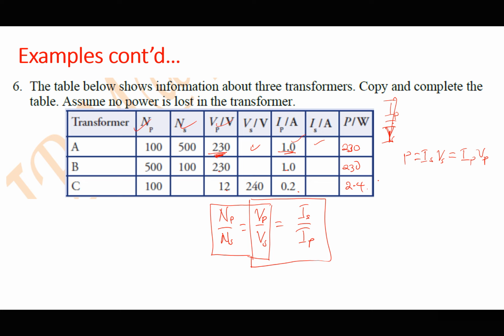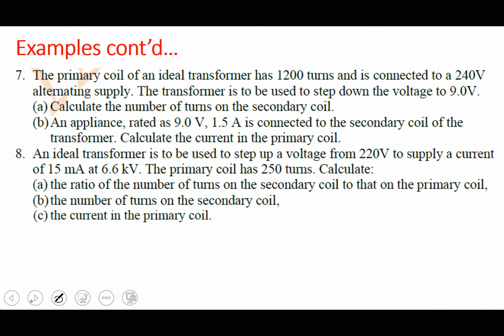So you can use the equation to find the number of turns, the missing currents, and complete that table. The primary coil of an ideal transformer has 1,200 turns and is connected to a 240 volts alternating supply. The transformer is to be used to step down the voltage to 9 volts. So this is voltage in the primary, this is voltage in the secondary, this is number of turns on the primary. So you need to find the number of turns on the secondary.